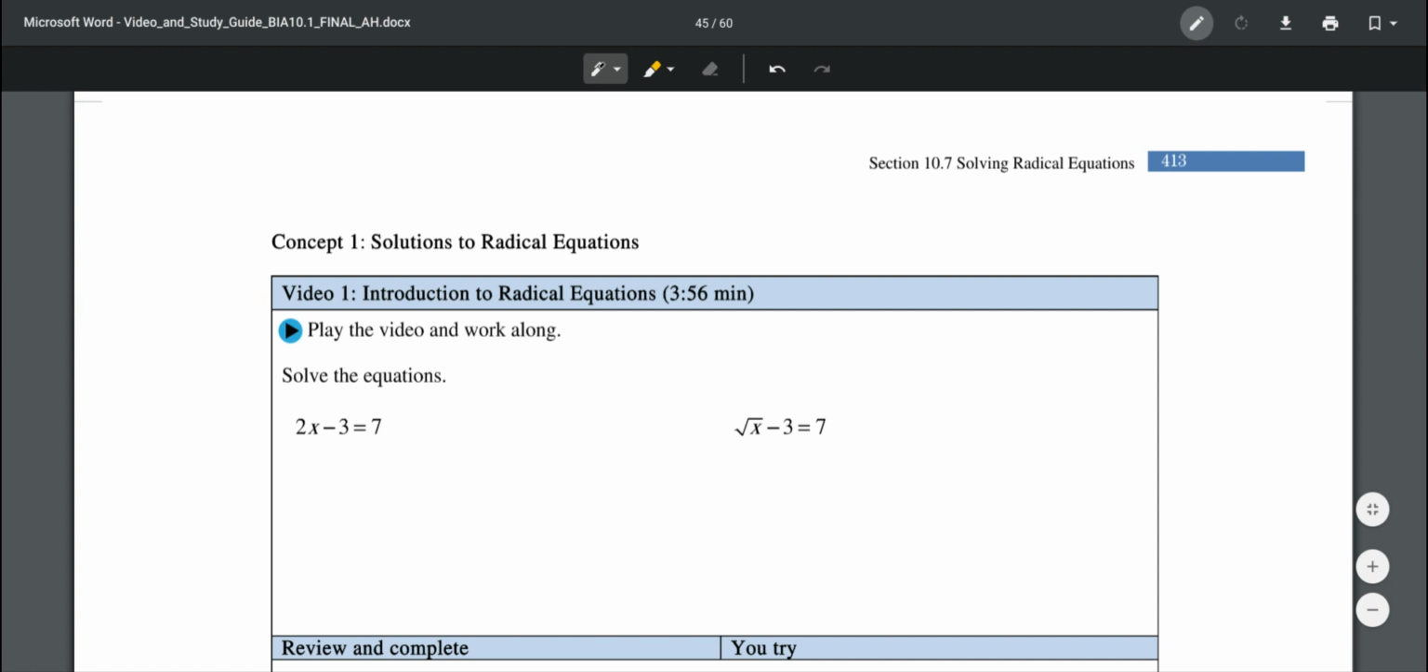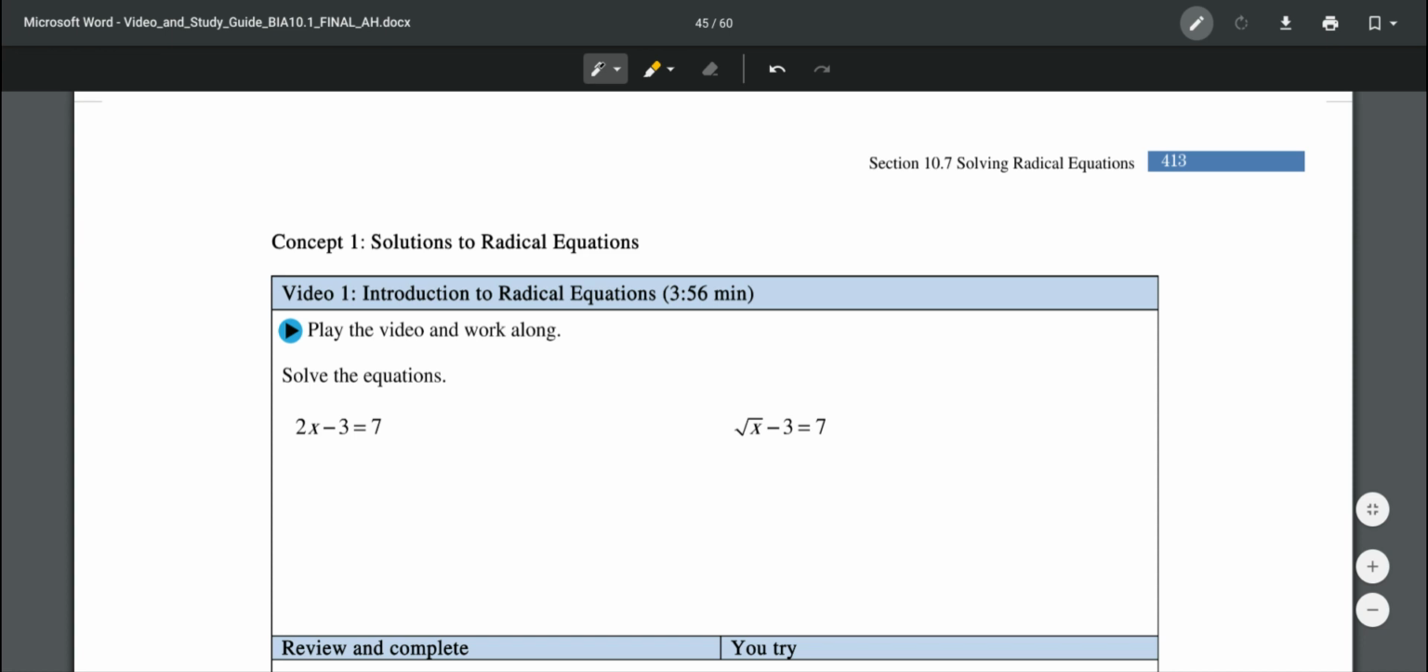In section 10.7, we're going to solve radical equations. There are three types of radical equations we're going to solve: those that have a single radical, those that have a single radical but end up being a quadratic equation that will have to be factored, and those equations that have two separate radicals. So we'll talk about those.